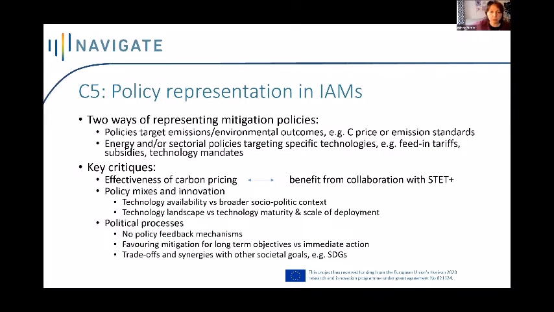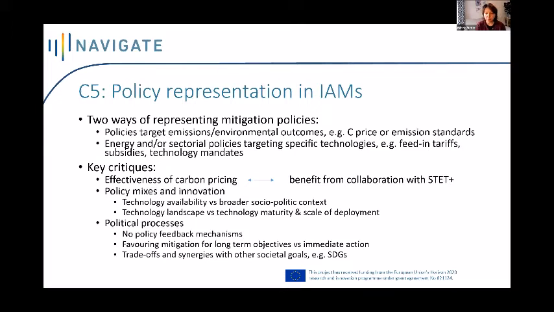We are coming now to the fifth area of critique, and this relates to policy representation in IAMs. Usually the IAMs take one of two ways of representing mitigation policies. For example, policies which target emissions or other environmental outcomes in the form of carbon pricing or emission standards, or by implementing sectoral policies targeting specific technologies, for example, subsidies or feed-in tariffs, phasing out fossils.